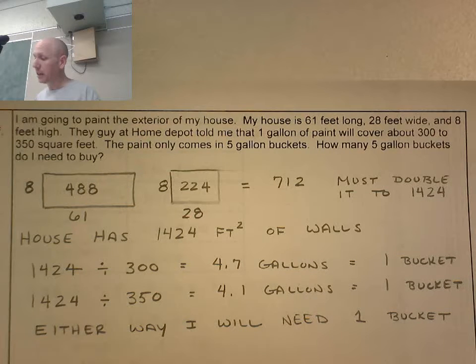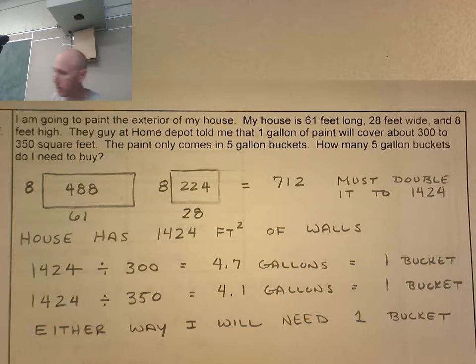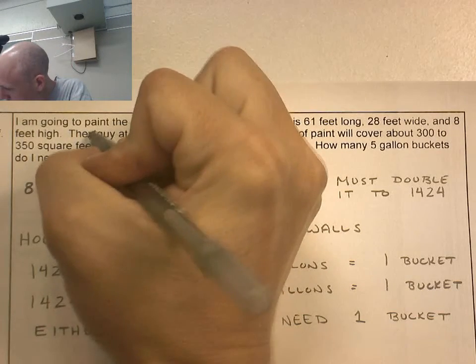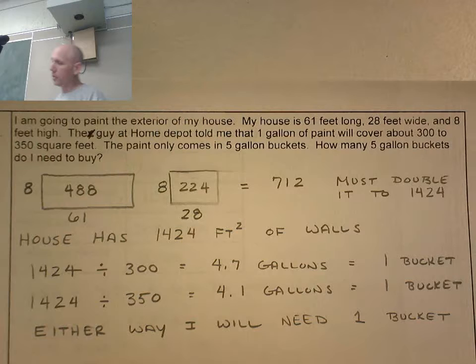8 feet high. How about the guy at Home Depot? Let's make that correct. The guy at Home Depot told me that 1 gallon of paint will cover about 300 to 350 square feet. The paint comes in 5-gallon buckets. How many 5-gallon buckets do I need to buy?